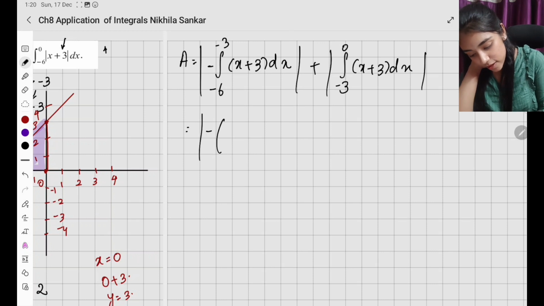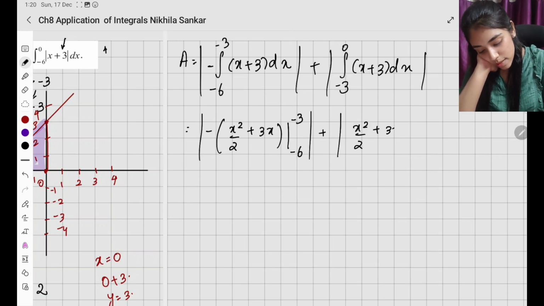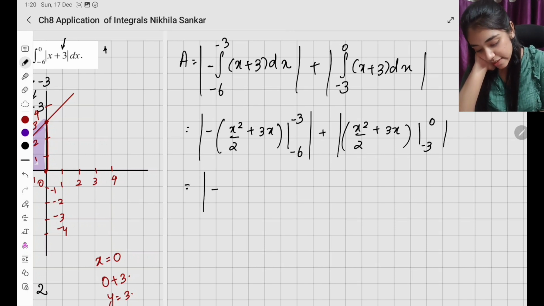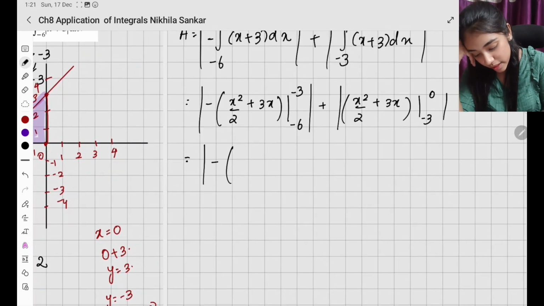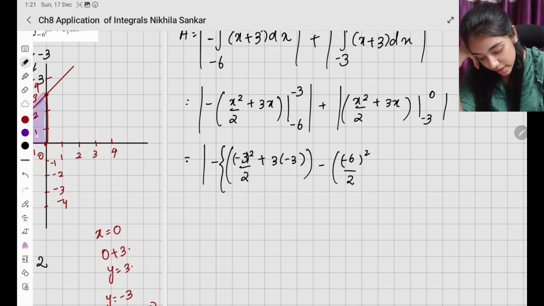And I have minus of the bracket x square divided by 2 plus 3x, with the upper limit and lower limit from minus 6 to minus 3, inside absolute value. Again, the other absolute value is going to be x square by 2 plus 3x, and the limits are going to be minus 3 to 0. When I substitute the values, I have minus of, now upper limit substitute: minus 3 square divided by 2 plus 3 into minus 3. So this is my first, minus the lower limit, which is going to be minus 6 the whole square divided by 2 plus 3 times minus 6.